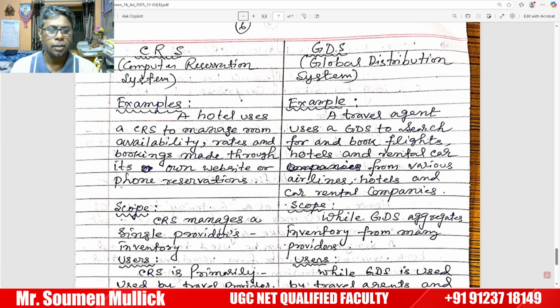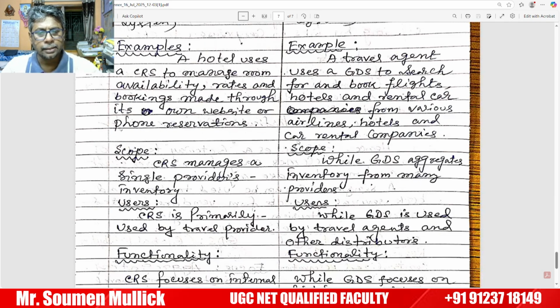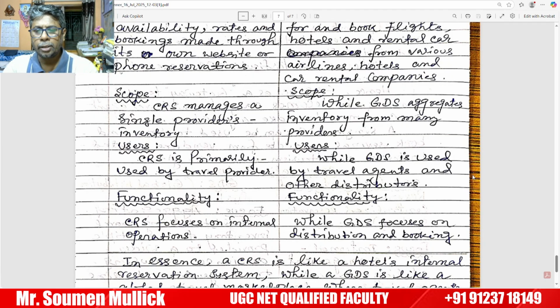In the case of CRS, it is a single vendor. In the case of GDS, it is multiple vendors. What is the scope of CRS? CRS manages the single provider's inventory and is primarily used by the travel provider. What is the scope of GDS? GDS aggregates inventory from many providers and is used by travel agents and other distributors.